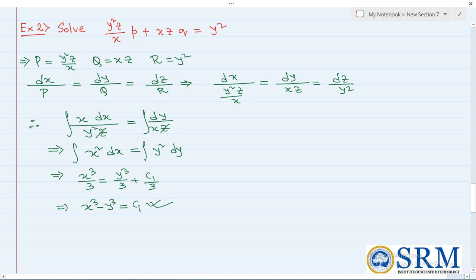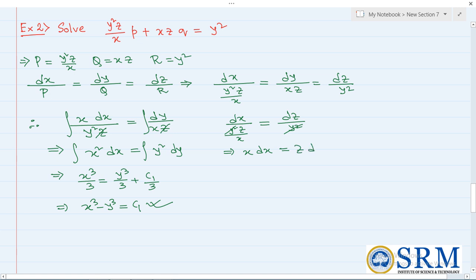Now which two factors do we have to consider? If I take the second and third, we don't have any common thing, so we cannot cancel out, and x will still persist with this factor. So second and third will not give you the answer. But if I take the first and third, then you can see this y square term will get cancelled out easily. So I am taking dx upon y square z upon x equals dz upon y square. So basically this y square gets cancelled out. x dx becomes z dz.